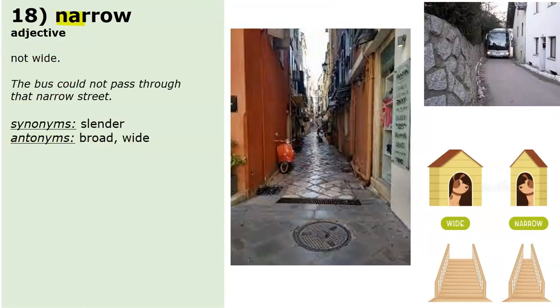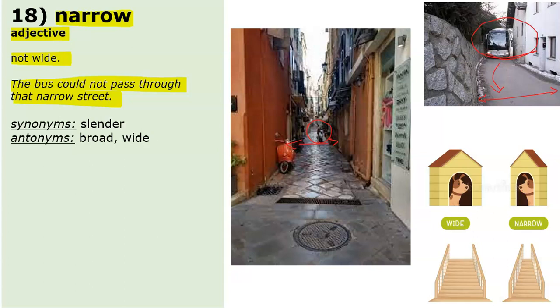The next word is narrow. Narrow is an adjective. You can use it to describe something, and narrow just means not wide. For example, the bus could not pass through the narrow street. And here is an example. This giant bus has a difficult time passing the street because the street is too narrow. It's not wide, so the bus can't go. This is what a narrow street looks like. Maybe people can walk by here or they can drive on their motorcycle, but it's too narrow for cars.